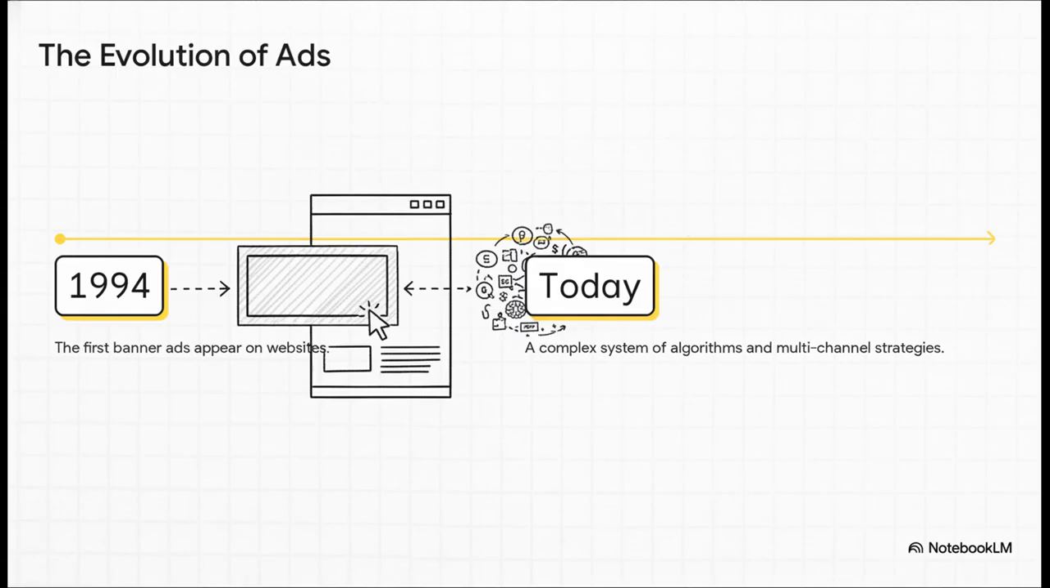I mean, think about it. Digital advertising has come such a long way. It all kicked off back in 1994 with these really simple static banner ads. Remember those? Well, fast forward to today, and we're dealing with these unbelievably sophisticated algorithms, automated bidding, and strategies that have to span search engines, social media, marketplaces, all at the same time.